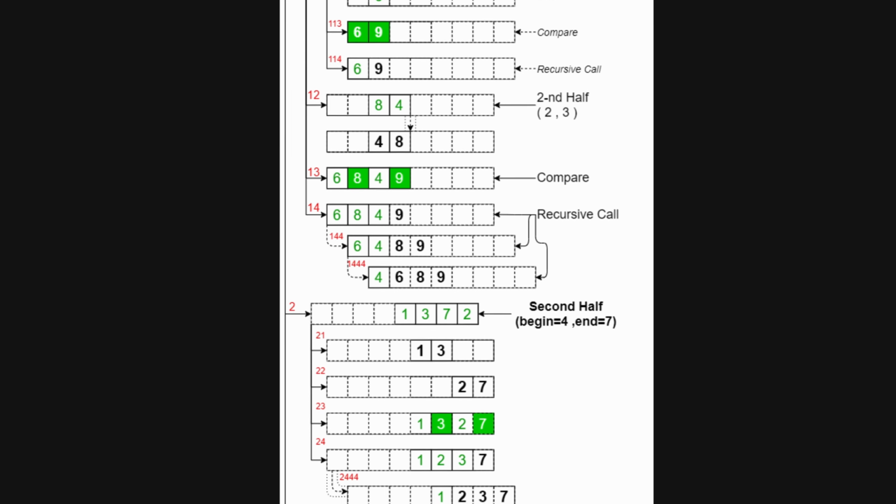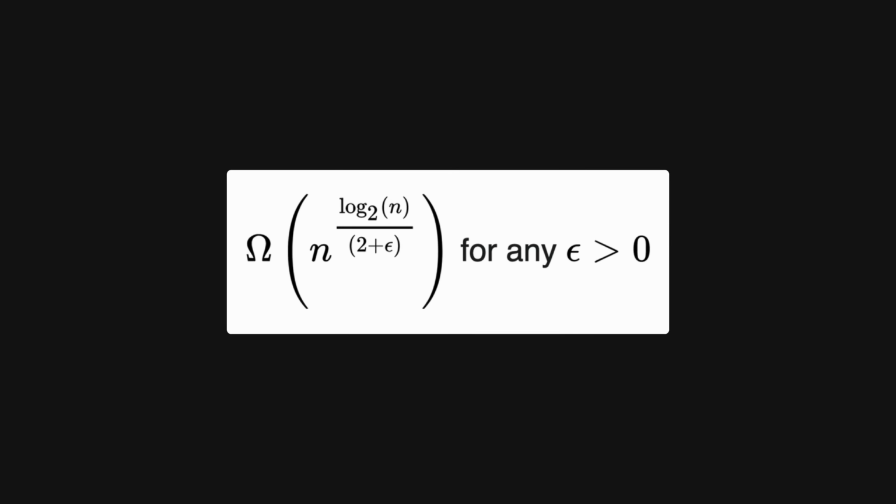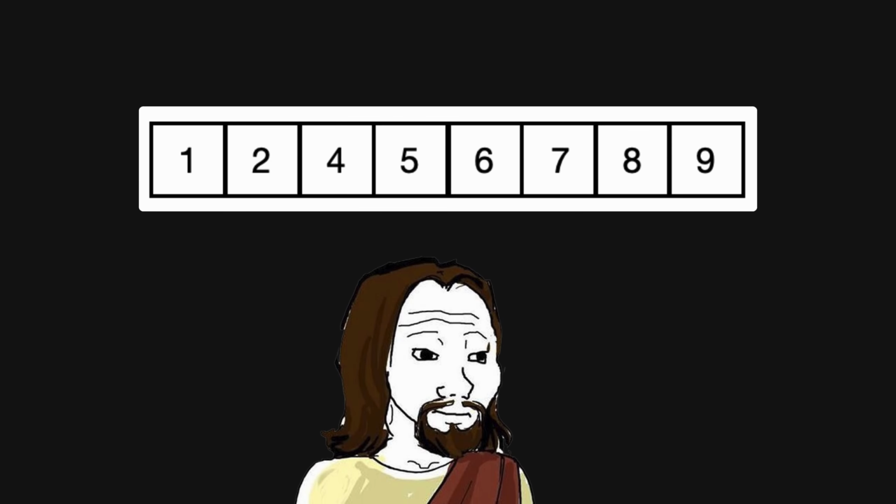It combines recursion and the basic logic of sorting in such a way that it intentionally takes forever. Intelligent design sort posits that the array couldn't possibly be random. Clearly, some higher being must have already sorted it for us. Who are we to question that kind of logic?